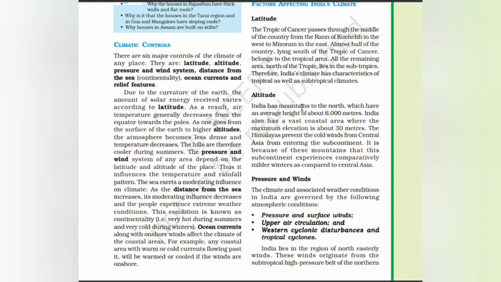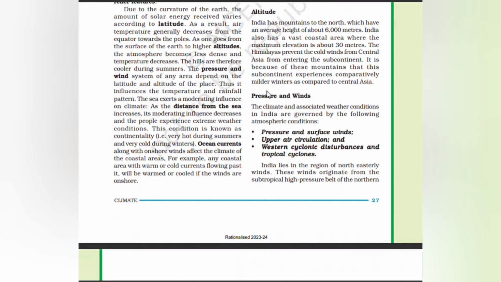Altitude. India has mountains to the north which have an average height of about 6,000 meters. India also has a vast coastal area where the maximum elevation is about 30 meters. The Himalayas prevent the cold winds from Central Asia from entering the subcontinent. It is because of these mountains that this subcontinent experiences comparatively milder winter as compared to Central Asia.